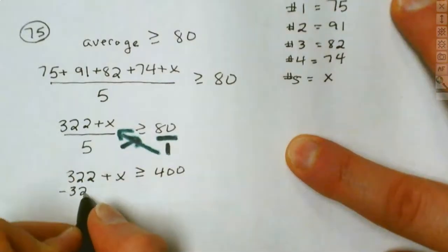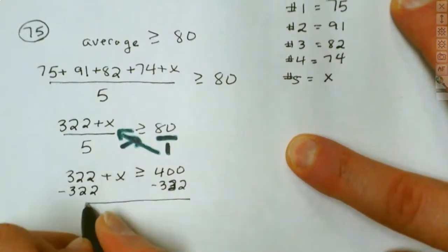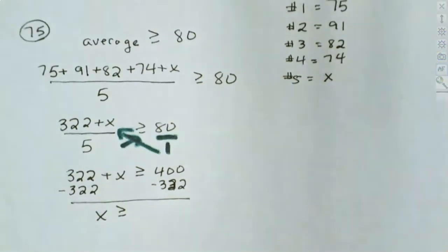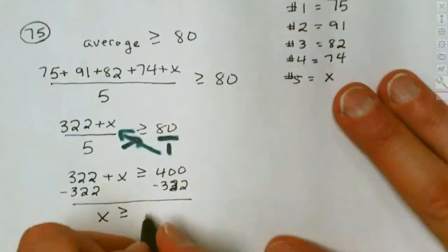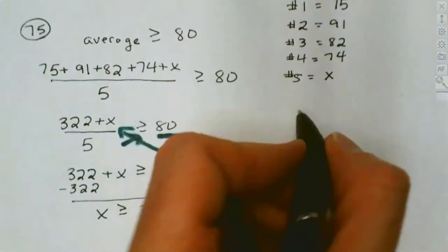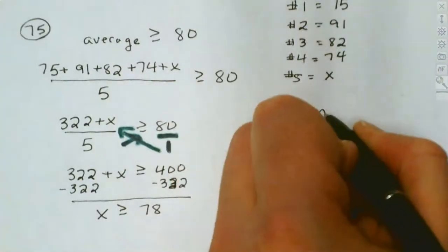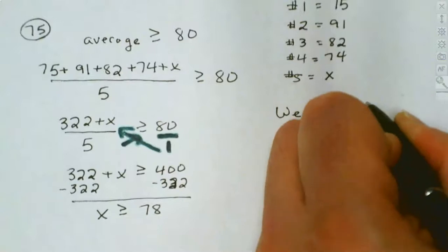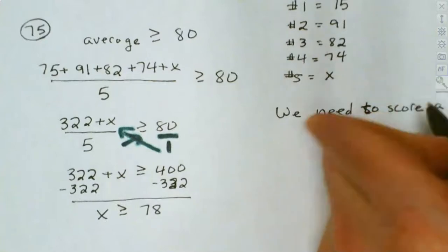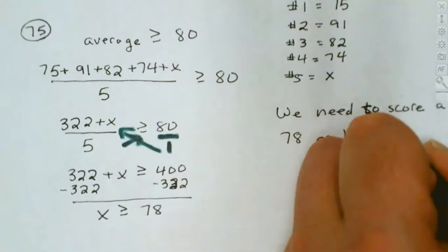Move that 322 over. And now we've got X being greater than or equal to 78. So how do we answer this question? Well, we answer this question by saying we need to score a 78 or higher on the last exam.